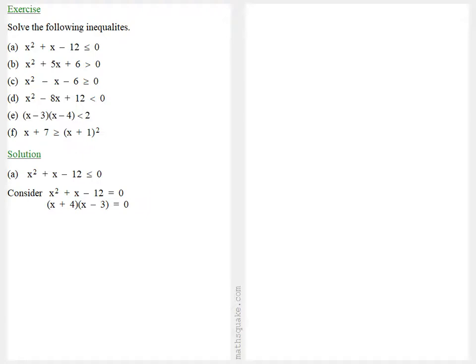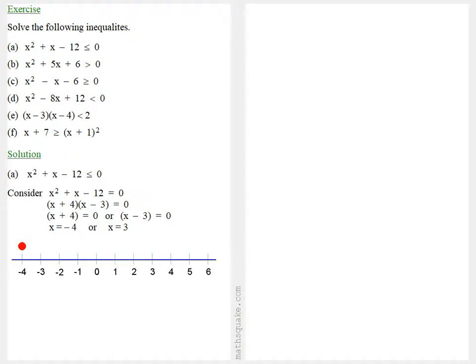So x plus 4 times x minus 3 is equal to 0, which means x plus 4 is 0, or x minus 3 is 0, which means x is minus 4, or x is equal to 3. Now we can draw two circles above the number line, one at minus 4, the other at 3. Because the inequality has an equals sign, we fill them in. And now we have to decide whether we fill between the points or outside the points.